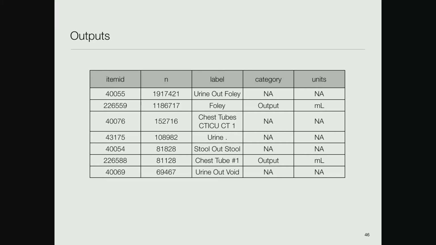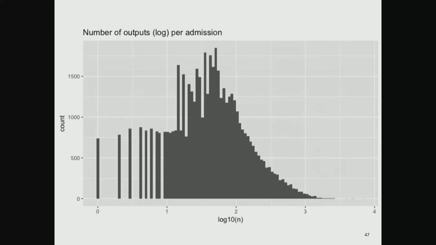And again, I'm not sure I understand what the difference is between urine out Foley versus Foley. They may be the same thing, but one from CareView and one from MetaVision. So again, typical kinds of problems. If you look at the number of output events per admission, you're seeing on the order of 100, roughly.